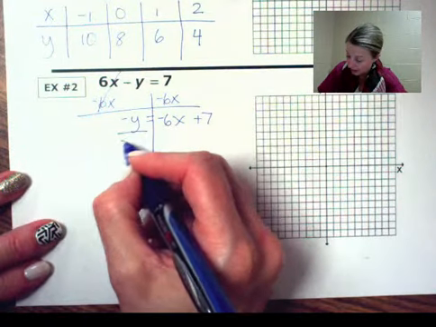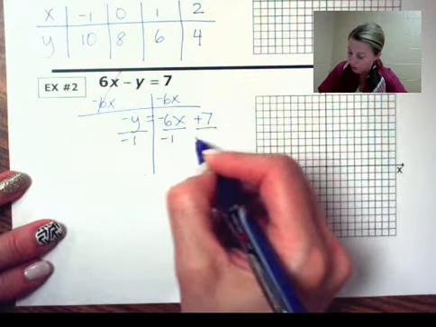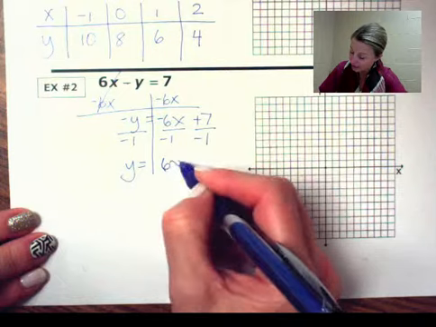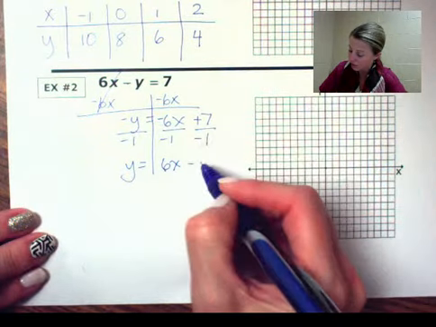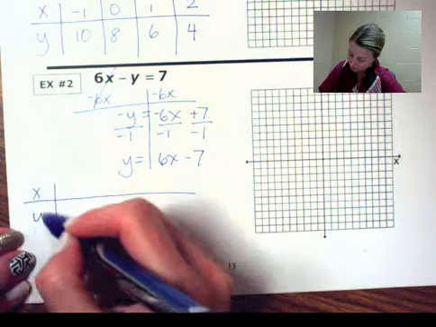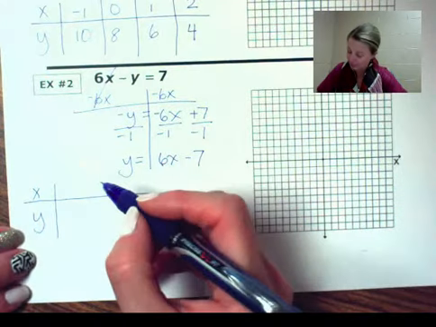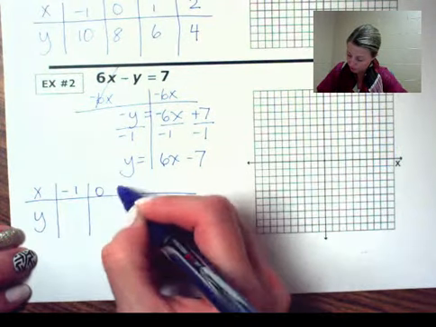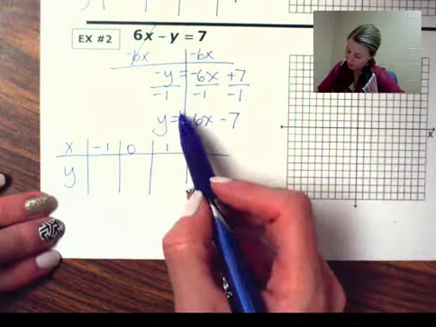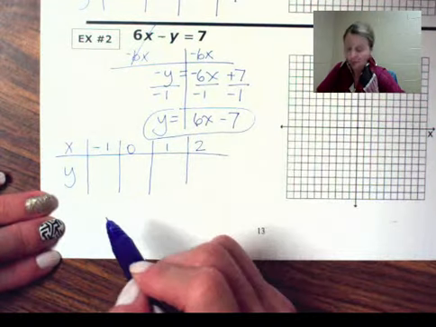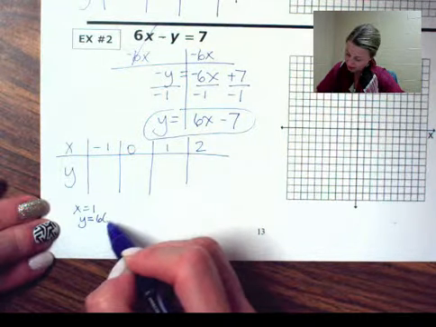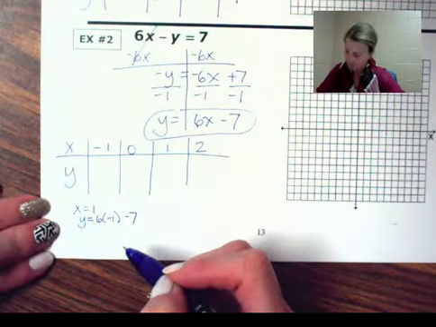So I have to divide by -1 to all three terms. When I do that, -6 divided by -1 is a positive 6x. 7 divided by -1 is -7. So I'm going to make my table of values. And I'm going to go ahead and just stick with my same numbers. -1, 0, 1, 2. So if I start with -1, and here's the equation you're going to plug into every single time. So if x is -1, I'm going to have y equals 6 times -1 minus 7.